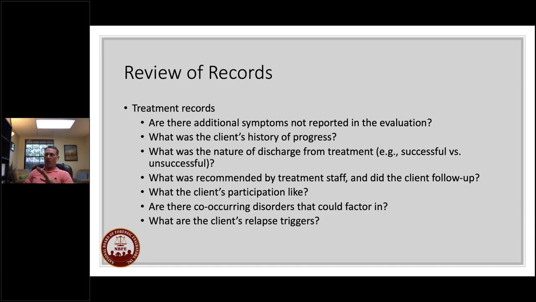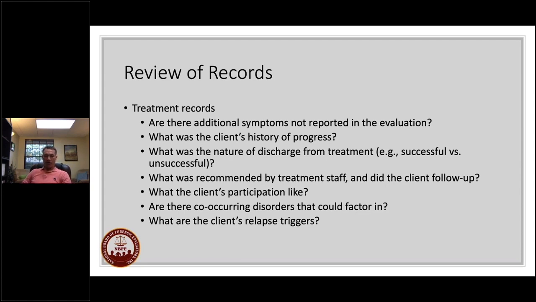Like if a client tells me, oh, I'm good now, I haven't used in a long time, and I did this treatment program and I completed it successfully and did everything I was supposed to do. But then I go pull the records and I find out they were discharged AMA, against medical advice, and/or they were completed but recommended for a level of care that they never pursued. Then I'm now doubting, obviously, what the client is telling me. I'm finding contradictory information that I can factor into my evaluation. What was their participation like in treatment?